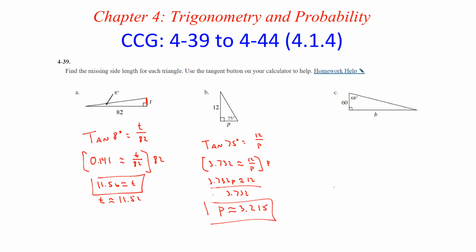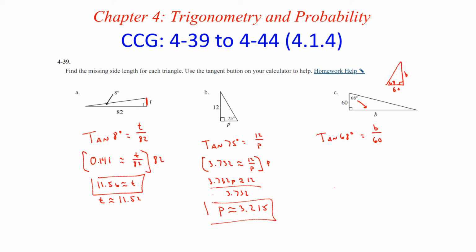On part C, we have 68 degrees, so we'll use tangent of 68 degrees. Now remember, the side opposite the angle is our delta y, so that would be b, and then delta x would be 60. So if you think about using transformations to create your slope triangle and make the 68 down here, then that would be b, and that's why your delta y is b.